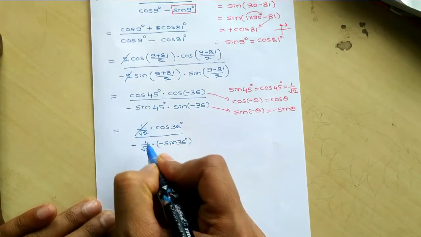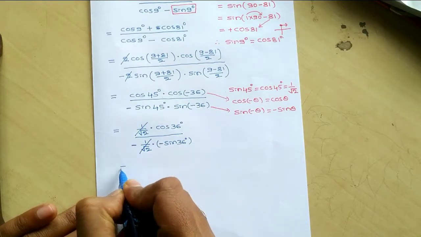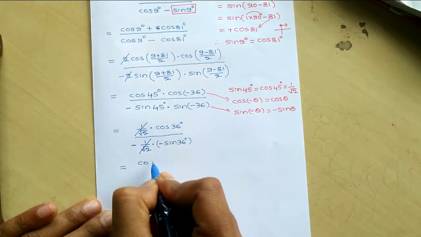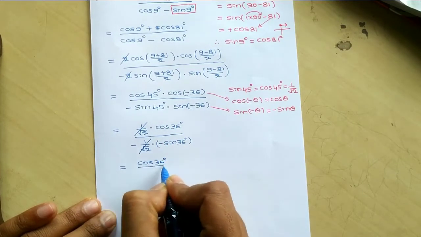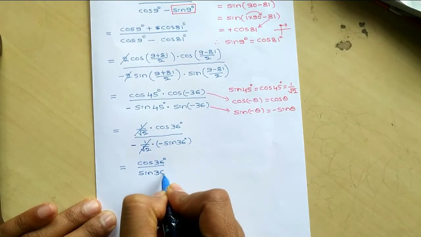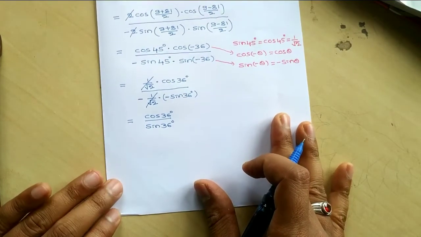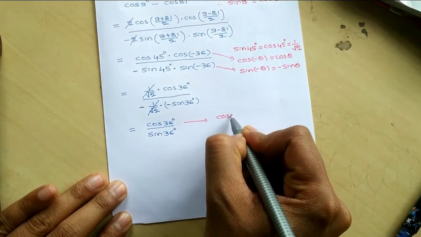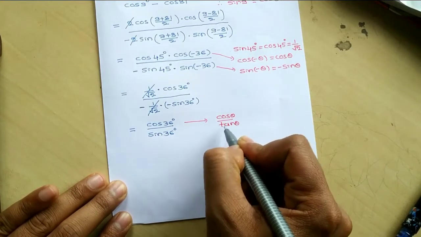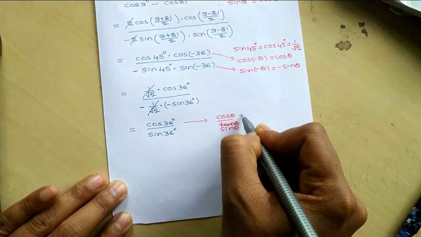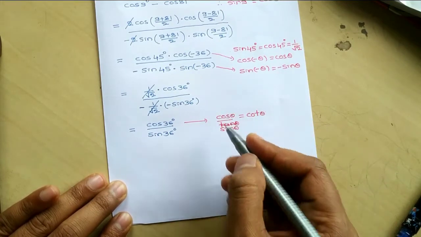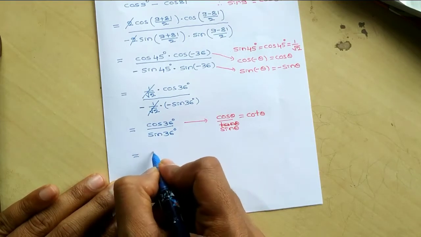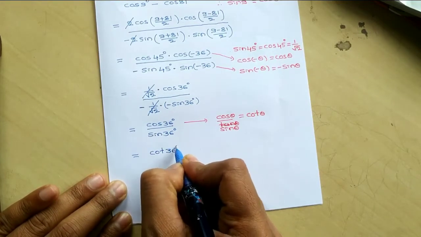So next you can cancel 1 by root 2, 1 by root 2. Next which is equals to, here minus into minus goes to plus. So what is the remaining value? Cos 36 degree divided by what? Sine 36 degree. Correct. Next you know the formula. Again formula is there, cos theta divided by sine theta is nothing but what here? Cot theta. Cos by sine is nothing but cot. Therefore cos 36 divided by sine 36 goes to cot 36 degree.